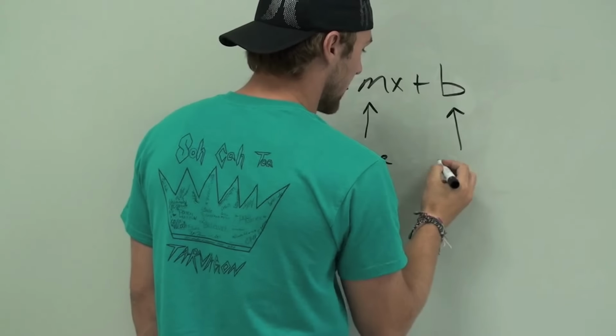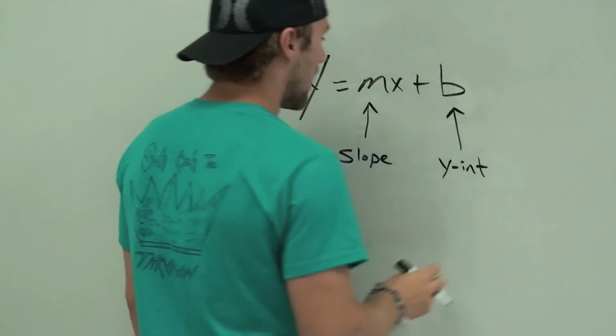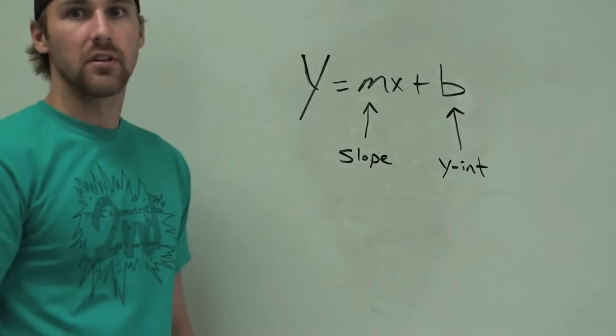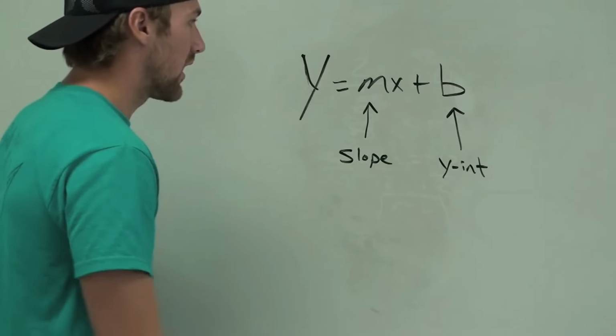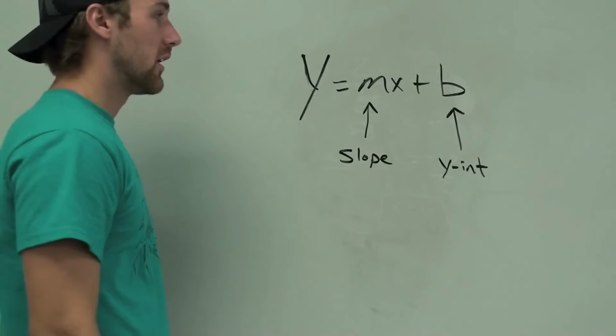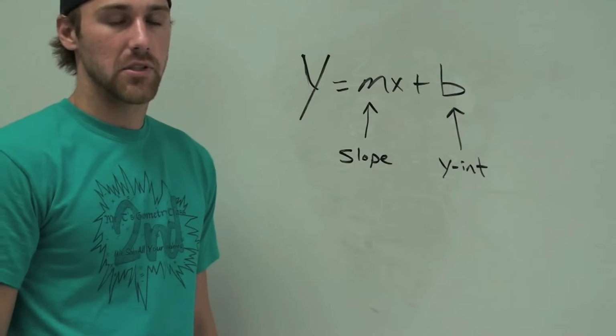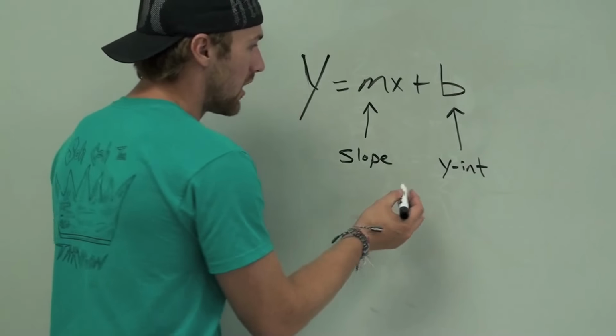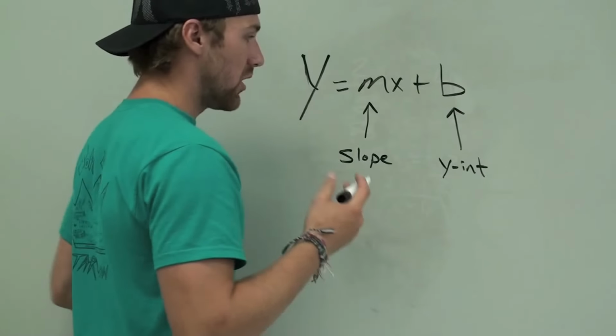b stands for the y-intercept. A lot of people think y is the y-intercept. Nay, that's not it. Okay? b is the y-intercept because it's bad to the bone. That was stupid. Alright.